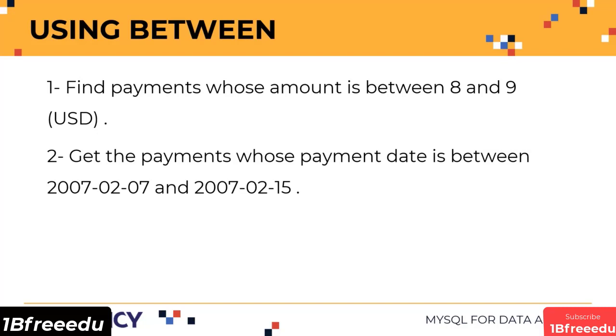Our first task is to find payments whose amount is between 8 and 9 US dollars. And for our second task, we'll also retrieve the payments whose payment date took place between February 7th and February 15th, 2007. It'll be easy, so this will be quite a short lesson. So let's switch now to our IDE.